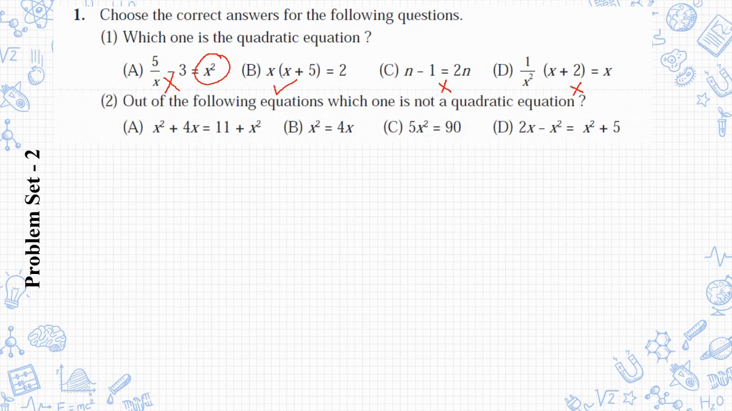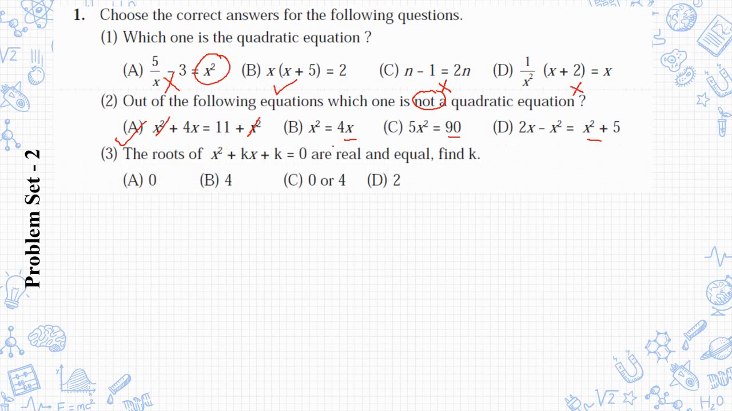If you look at the second question, which one is not a quadratic equation? Here we have to identify which is not a quadratic equation. If we see the first option, x square plus 4x equal to 11 plus x square. So this x square and this x square you can cancel off. Now if you see the equation, the x square term is absent. So this is not a quadratic equation, but these all are quadratic equations. So in this case, not is asked. So correct option is A.